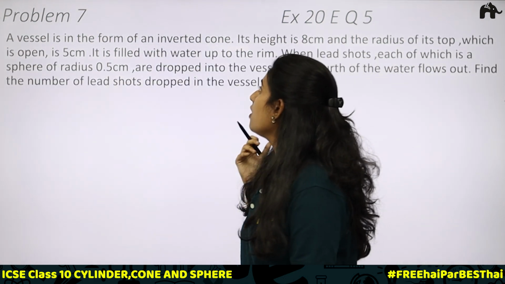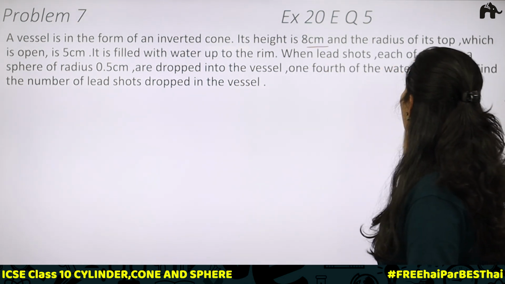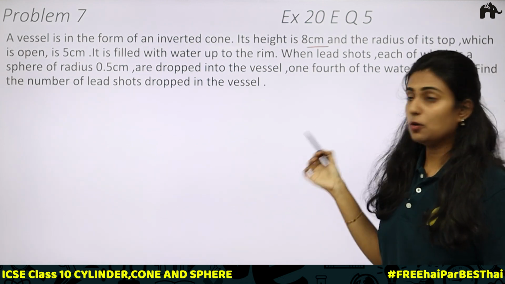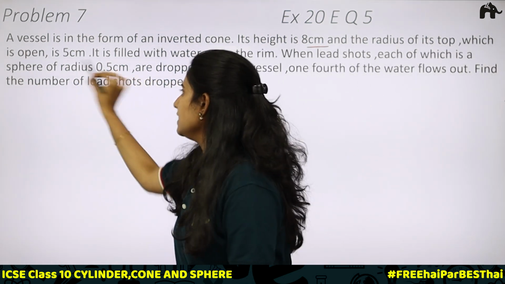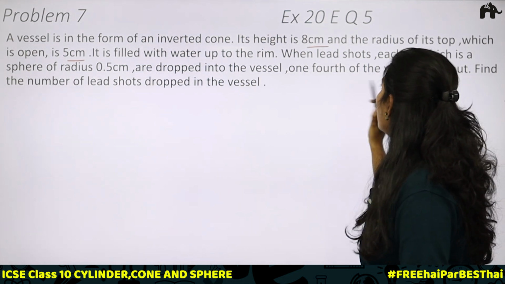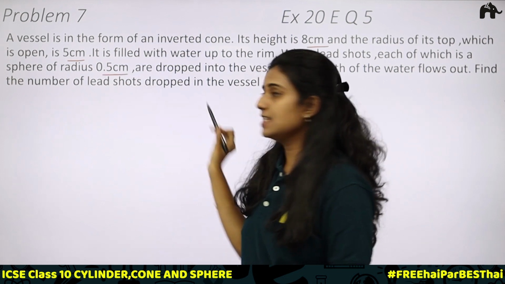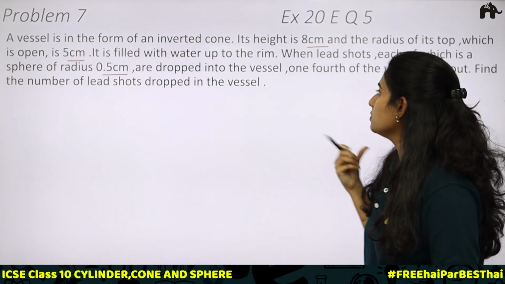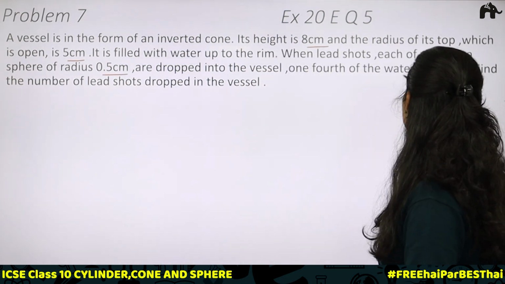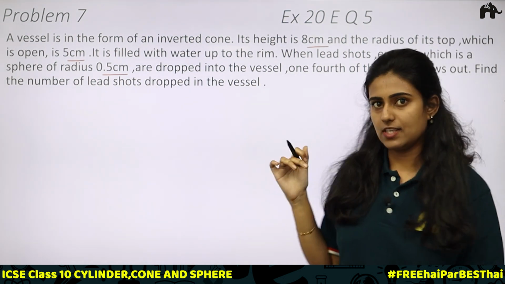A vessel is in the form of an inverted cone. Its height is 8 centimeter and the radius of its top, which is open, is 5 centimeter. It is filled with water up to the rim. When lead shots, each of which is a sphere of radius 0.5 centimeter, are dropped into the vessel, 1/4 of the water flows out. Find the number of lead shots dropped in the vessel.